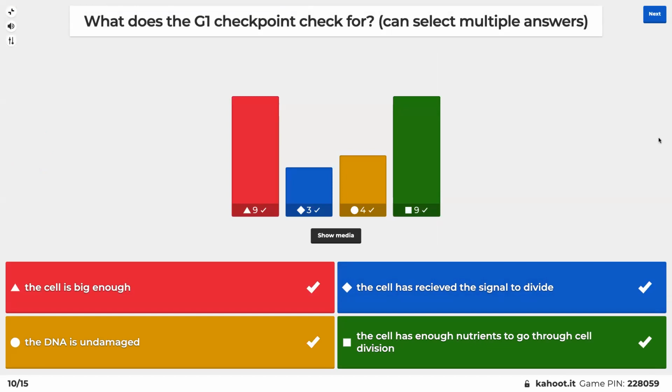Okay, yeah. So for this, they're all right for this one. The G1 checkpoint is just checking for basic necessities, like the cell is big enough to sustain the cell cycle. It has the nutrients it needs to go through the cell cycle. The DNA is undamaged and good to be replicated, and also that the cell has received the signal prompting it to divide. Okay. Does that make sense to everyone? So it's all of the above.